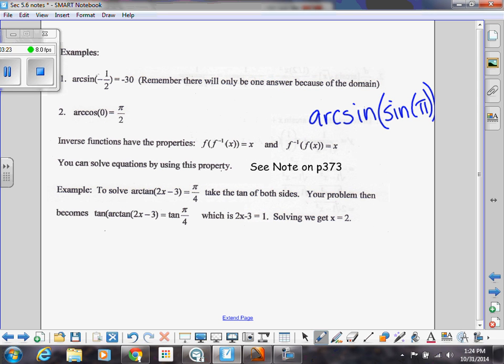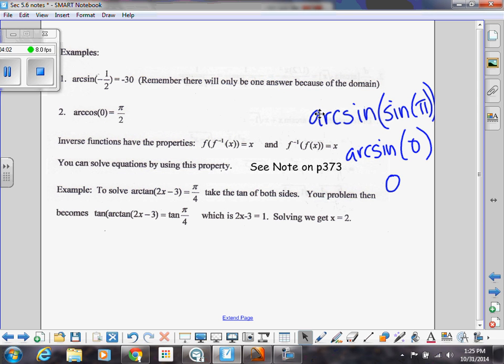Wait, I did that backwards, didn't I? Okay, so sine of pi is what? 0. Sine of pi is 0, and then the arcsine of 0 is 0. So not pi, it's just 0, right? It's not pi because pi is not in the range of arcsine. Are we good with that?